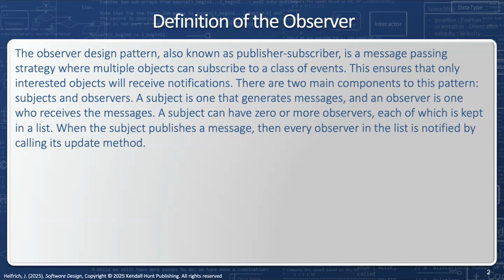A subject can have zero or more observers, each of which is kept in a list. When the subject publishes a message, every observer in the list is notified by calling its update method.